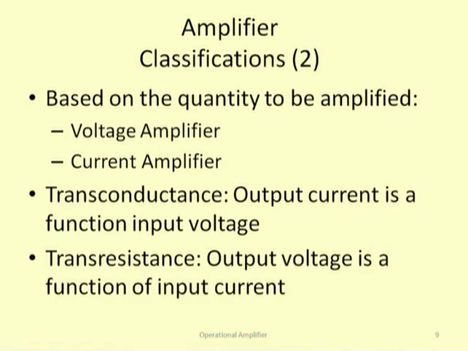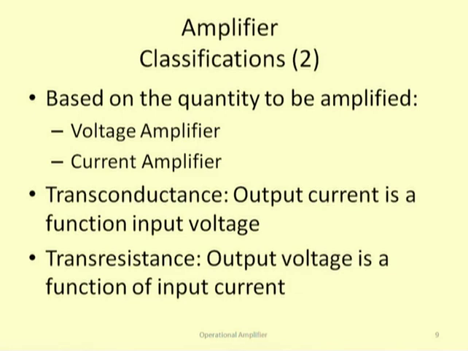Now there is another classification of the amplifier. The amplifier could be classified even on the basis of the quantity which we are interested in amplifying. Suppose you want to amplify the voltage of the input signal, and the output is also voltage, then that amplifier could be classified as the voltage amplifier. So in a voltage amplifier, the input quantity which we are amplifying is voltage, and the amplified output quantity which we are getting is voltage.